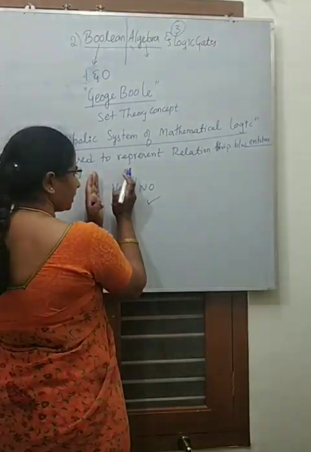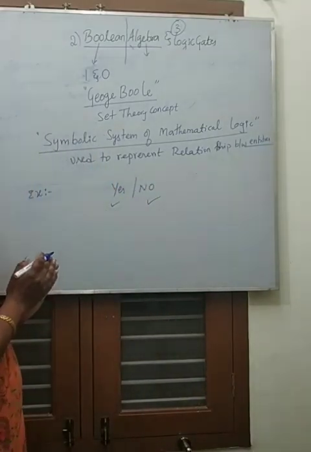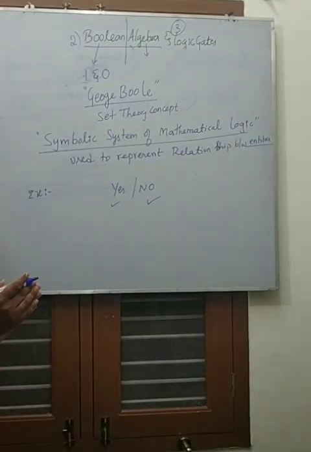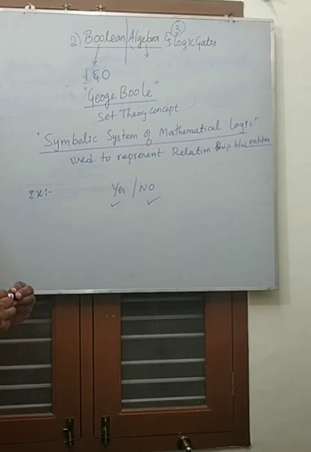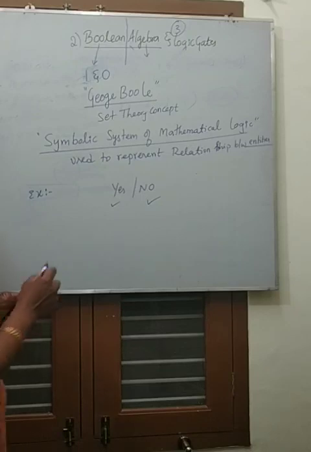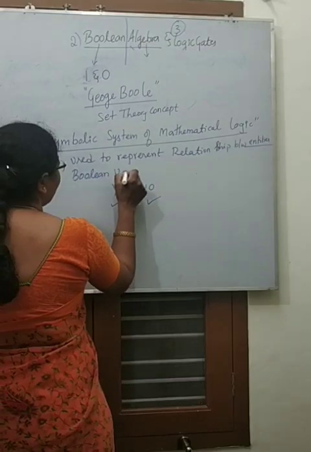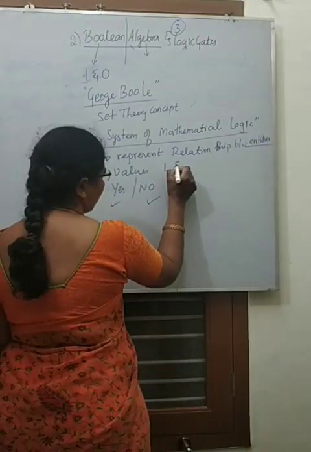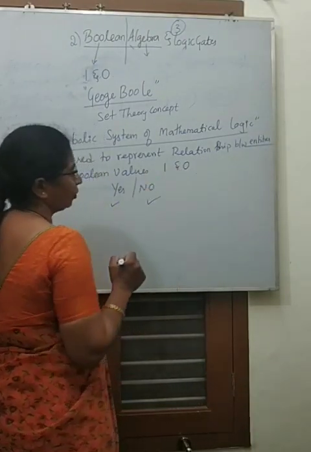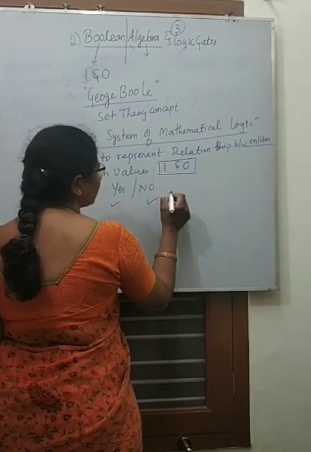The chance of yes is possible, or a chance of no is possible, not both. That means a Boolean algebra which deals with Boolean values. What are those Boolean values? It is 1 and 0. What do you mean by 1 and 0?